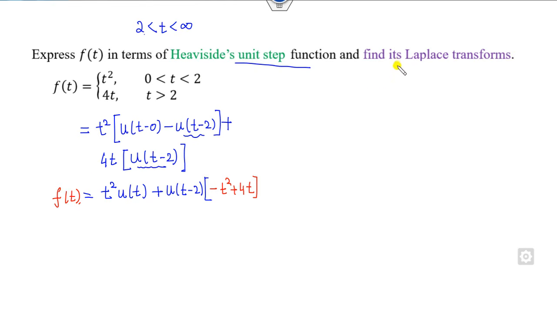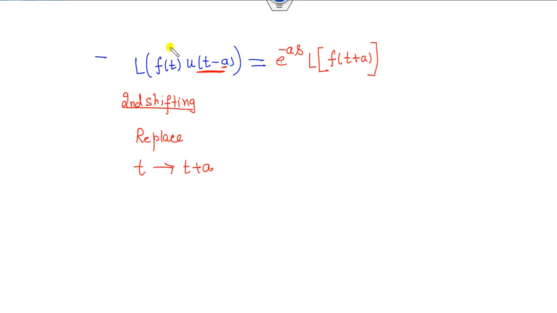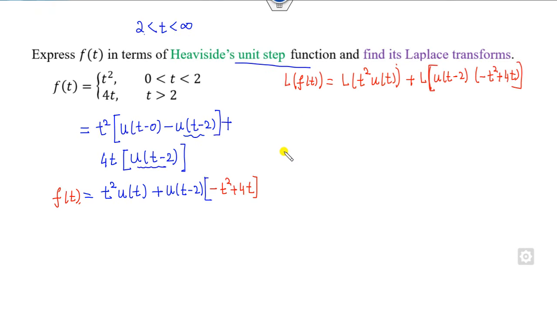Now your target is to find the Laplace transformation. I can find the Laplace transformation of this. So that is Laplace of t square u of t plus Laplace of u of t minus 2 into minus t square plus 4t. Now I will use this concept. Whenever you have to find the u, I can replace small t with t plus a. So you can see, can you compare this expression with u of t minus a? What is the a in this case? a will be 0.